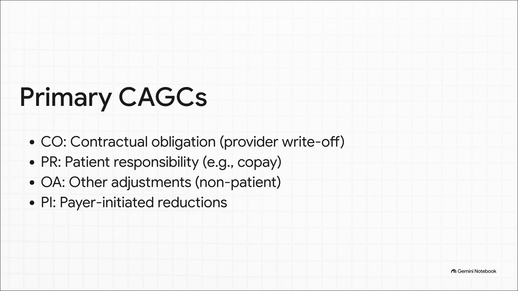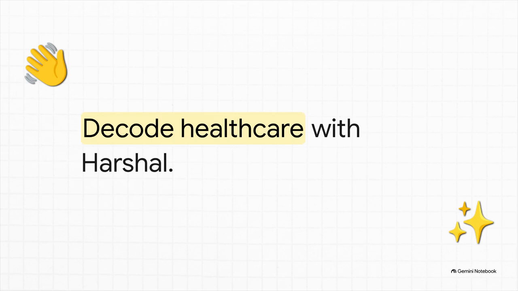OA stands for other adjustments. This is basically used when no other specific group applies. And PI means payer-initiated reductions. These are adjustments the payer makes that usually shouldn't be billed to the patient. These 4 primary group codes define liability at the absolute highest level. Now, in our next explainer, we're going to dissect the specific reason codes, the CARCs, that attach to them, like CO97 for bundled services, or CO50 for lack of medical necessity. Understanding the architecture of these failures is literally step 1 in protecting your revenue cycle.